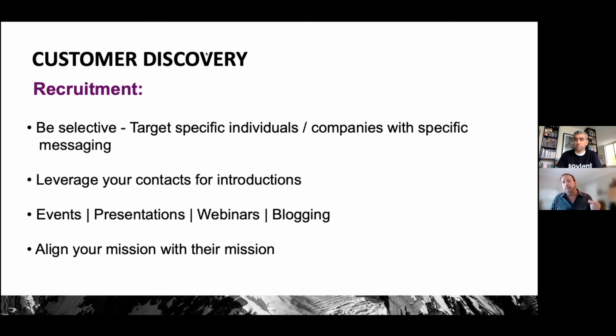So that's what I mean by align your mission with their mission. If you can post things and present information that aligns with a group of people out there who are trying to do the same thing and achieve the same outcomes, you will gather a group of people who will be very, very good candidates for this.